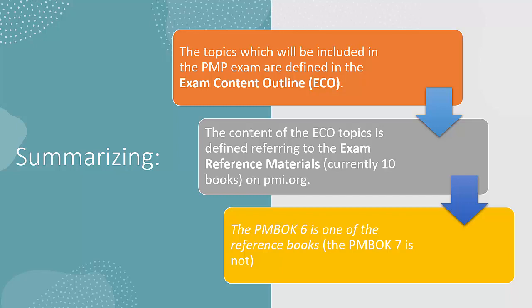However, the content of those topics can be identified by referring to the reference materials, the 10 books that we've just talked about, which are the core for any class which is preparing you for the PMP exam. And finally, a note, the PMBOK 6 is one of the reference materials, while the PMBOK 7 is not. So, what do you need to know? What do you need to do in order to prepare for the PMP exam?